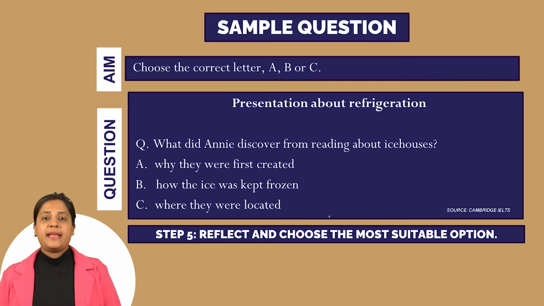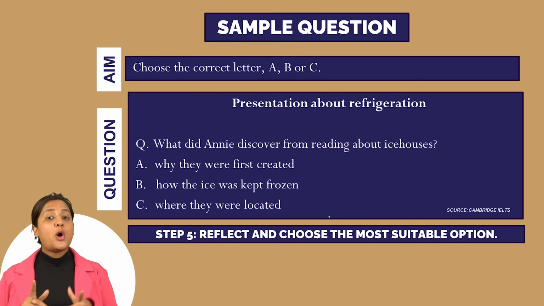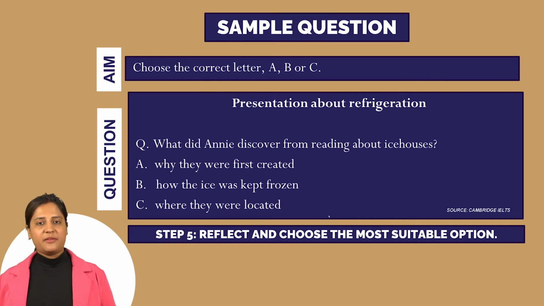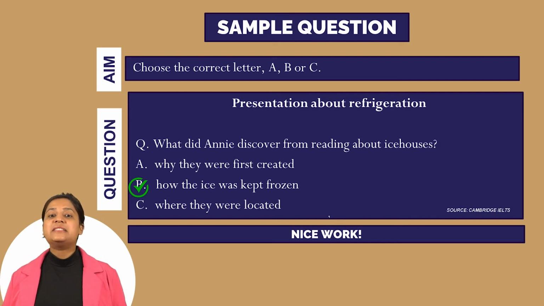I didn't know that. Alright, we have heard the extract which contains the response to this question. Now it's time to reflect on what we heard, rethink and recall what was mentioned. Choose the most suitable option. You can pause the video if you want, but it should not take more than 5 seconds. And yes, you are right. Option B is the correct answer. Annie found that ice could be kept without melting for months with the use of straw or sawdust. That matches clearly with option B, how the ice was kept frozen.